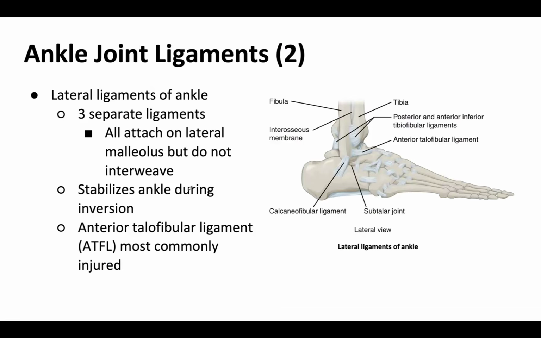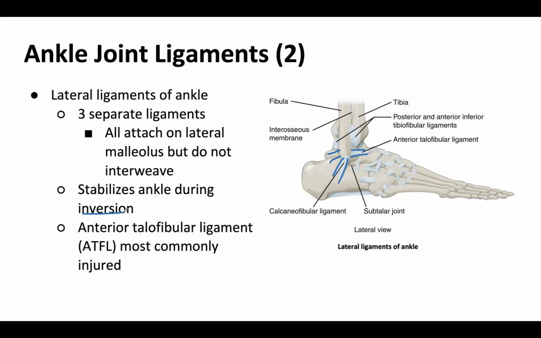The lateral ligaments of the ankle are another story. We have three separate ligaments. They all do attach to the lateral malleolus. You can't see the third one very well, it's back here in this illustration. So they're all attaching on the lateral malleolus of the fibula, but they do not intermingle and they are not nearly as strong as on the medial side. And these ligaments will stabilize the ankle during inversion.